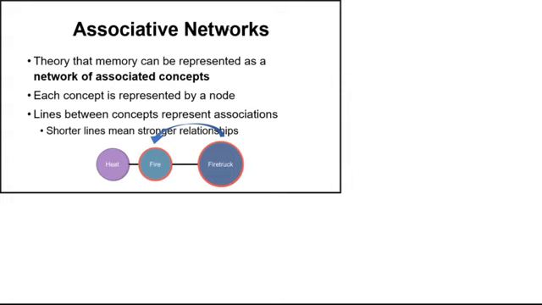Each node would be its own concept, and then the lines between them are those connections between concepts. The closer the nodes are together, the more closely related they are. And that's solely a conceptual representation. And that's what's used in a lot of models in order to explain learning.